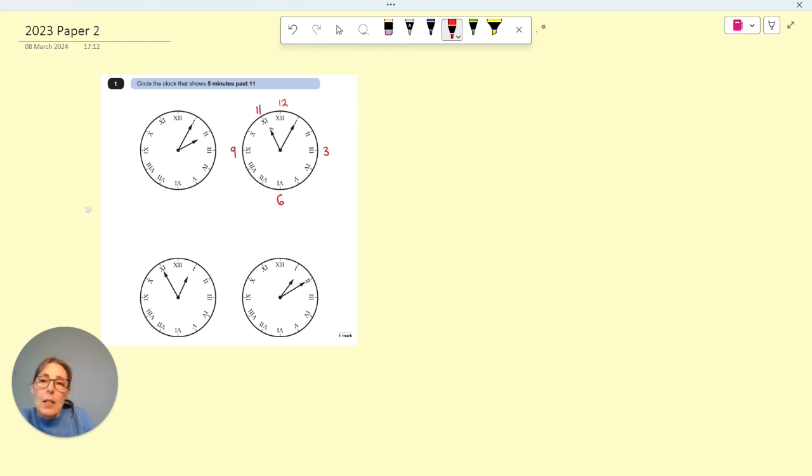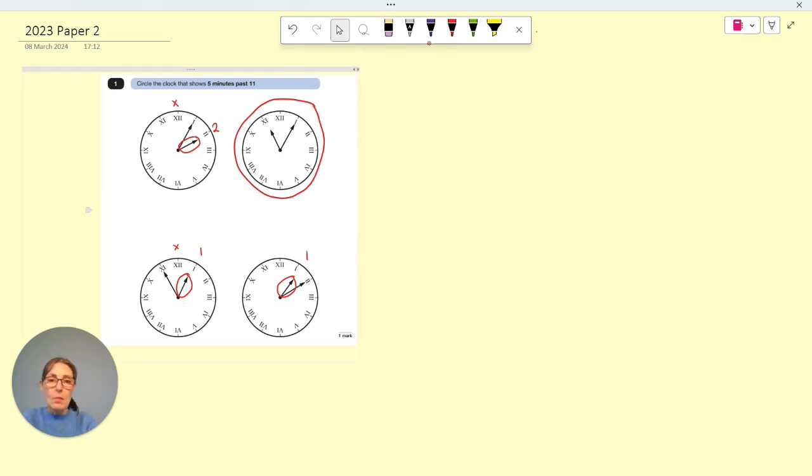The hour hand is the short one. So it's not going to be this one because that hand is pointing at the number 2. It's not going to be this one because the hour hand is pointing at the 1. It's not going to be this one because the hour hand is pointing at the 1. So it's a circle, right? Okay, so it's going to be this one.